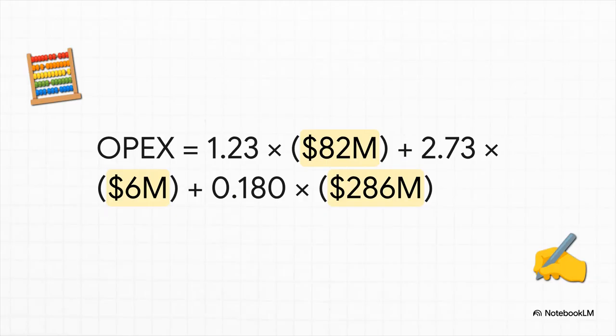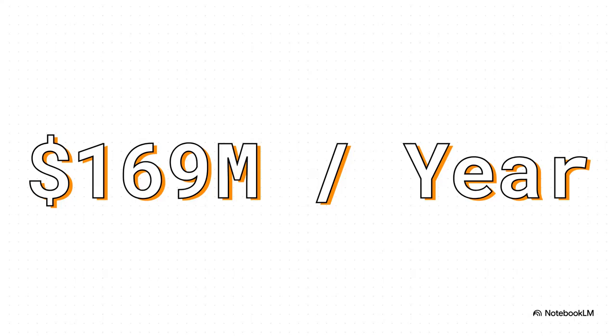Okay, time for the magic. Let's plug our numbers into Turton's formula. We've got our $82 million for the variable costs, we've got an estimated $6 million for labor, and we have that big CapEx number, $286 million. Now, we just let the math do its thing. And boom, there it is. The estimated annual OPEX for this plant is $169 million.